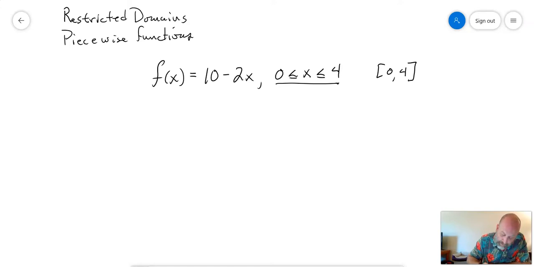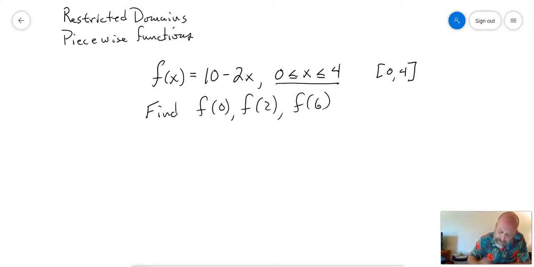So you would be given something like this and told to find a few function values, f of 0, f of 2, f of 6, and graph. And so we want to get that graphed as well. What's convenient is a lot of the time you can use the points from evaluation to do the graphing as well, because when you're plugging in values for x, you're finding values of y. Those are all points. So let's take a look here.